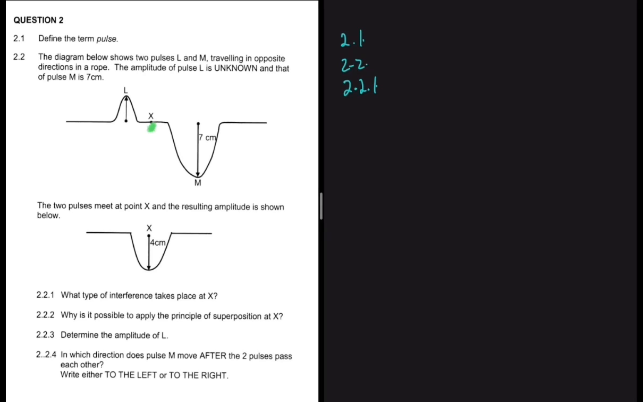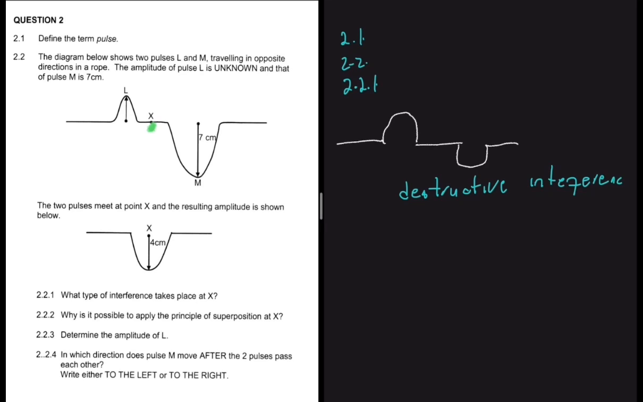So let's just cover the basics. If we have two pulses, one being above rest position and the other one being below rest position, then they interfere destructively. So we have what we call destructive interference. That happens all the time when we have two pulses, one being above equilibrium and one being below equilibrium. And if we have two pulses both being above the line of equilibrium, then we're going to experience constructive interference.